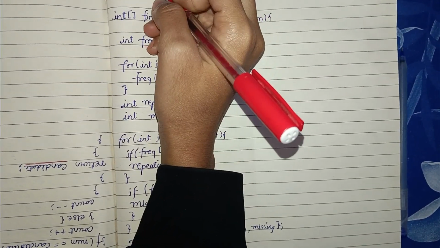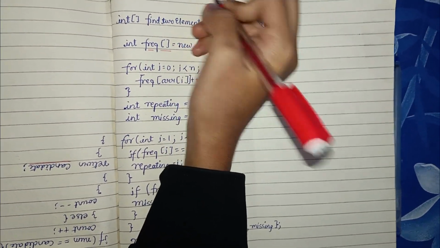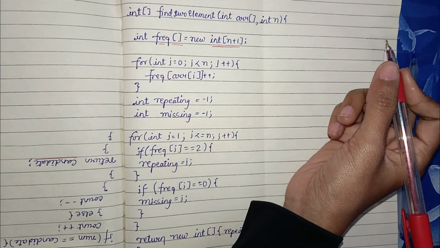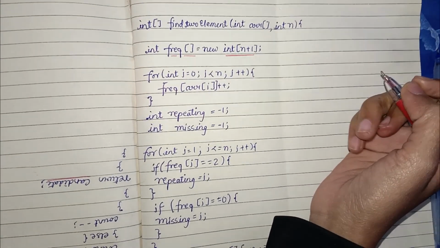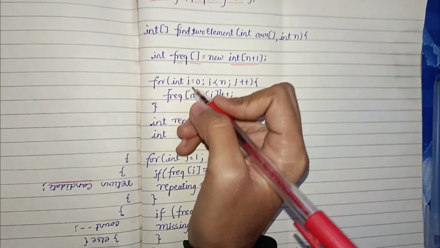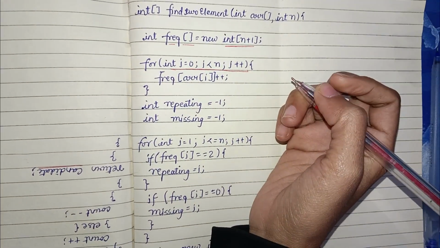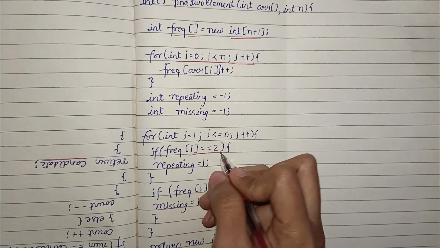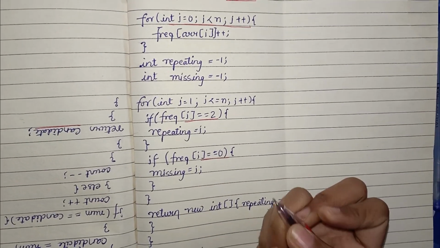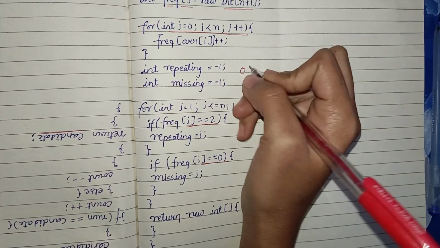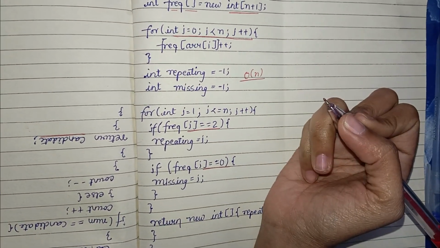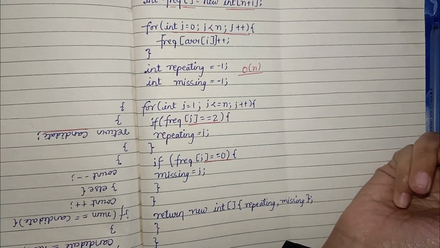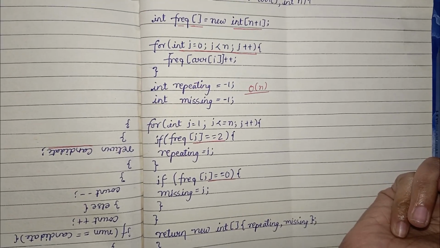This is our second approach for repeating and missing value. So here we are using hashing, not hash map, hashing. We traverse the given array. Next we loop from 1 to n. If the frequency is 2, then the number is repeating, and if the frequency is 0, it is missing. This approach runs in time complexity of big O of n, but it uses extra space because of the frequency array. That's why this is not a solution for this problem.